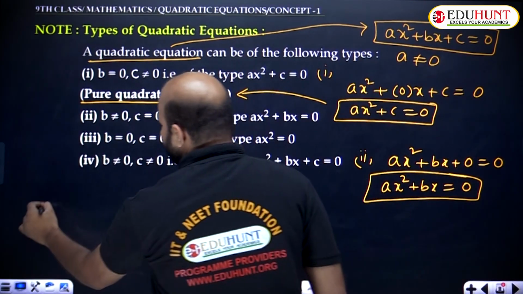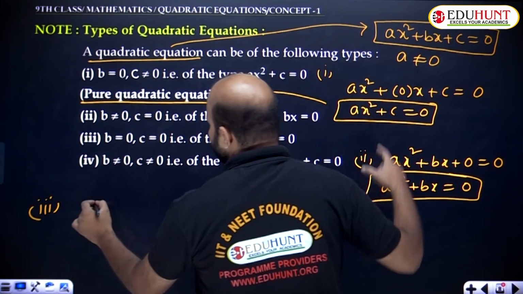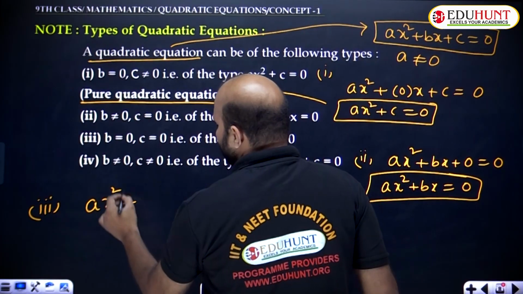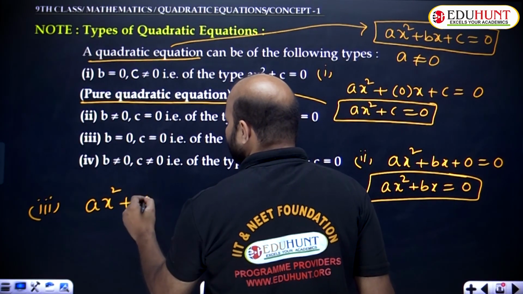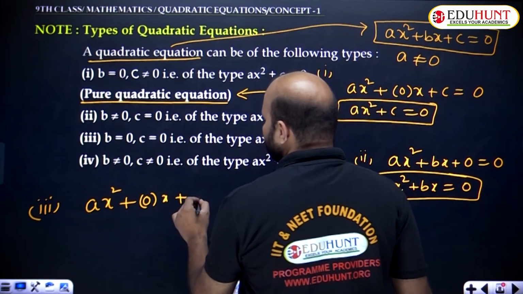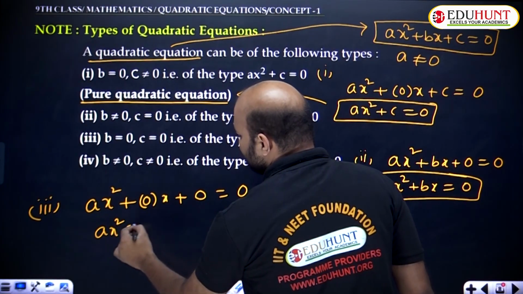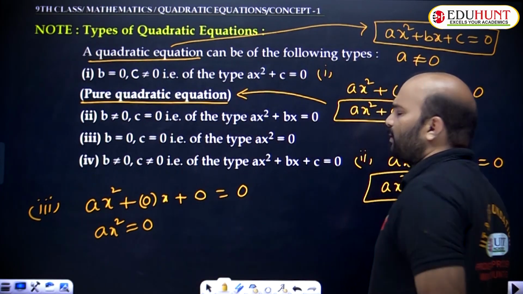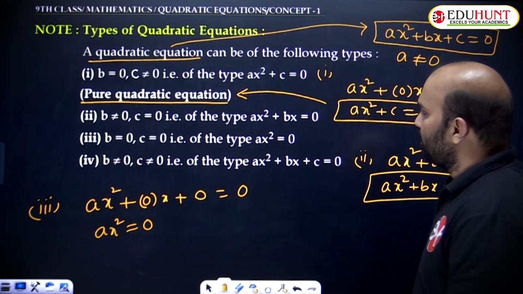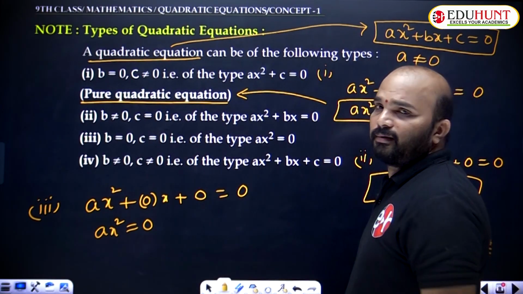So, what is the third condition? The third condition is b equal to 0, c equal to 0. Now that equation will become ax square plus 0 into x plus 0 equals 0, and 0 into x is 0, so ax square equals 0. So, that is a type of ax square equals 0. b equal to 0, c equal to 0, but the original condition is a not equal to 0.